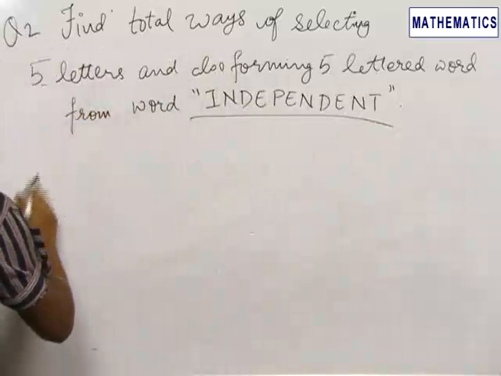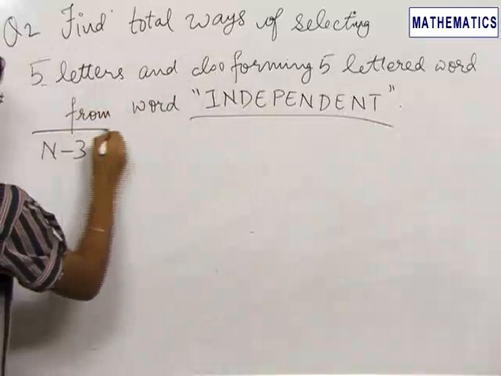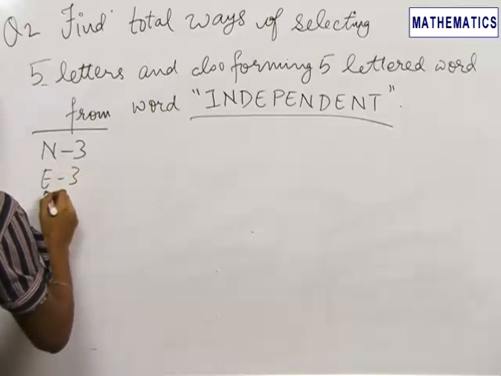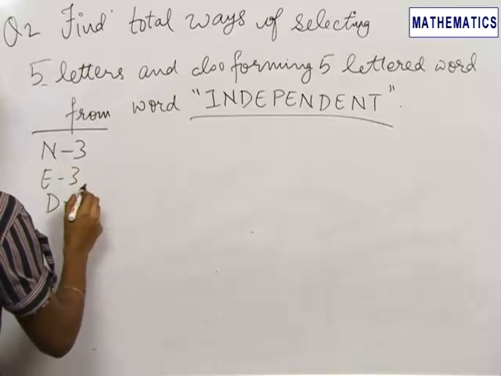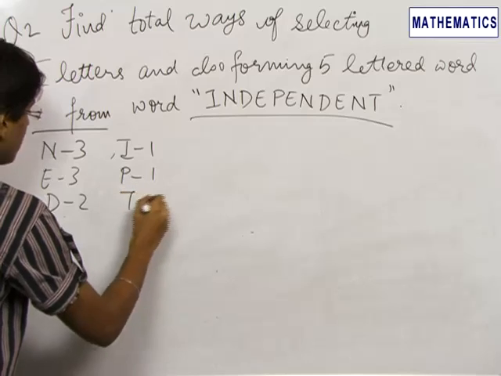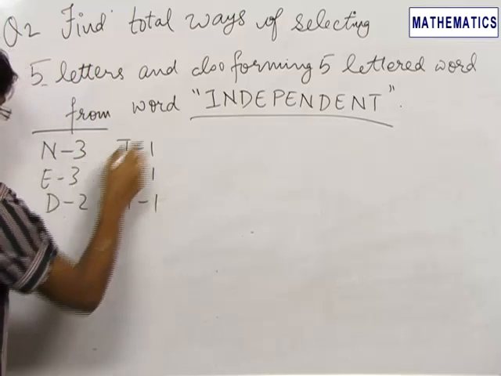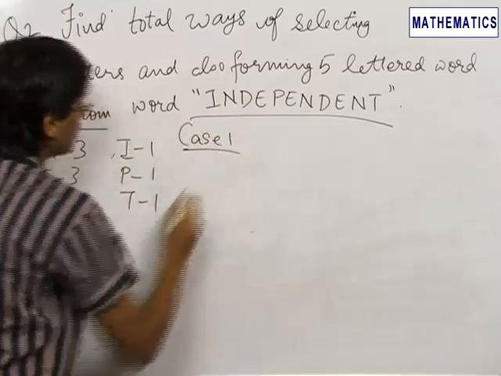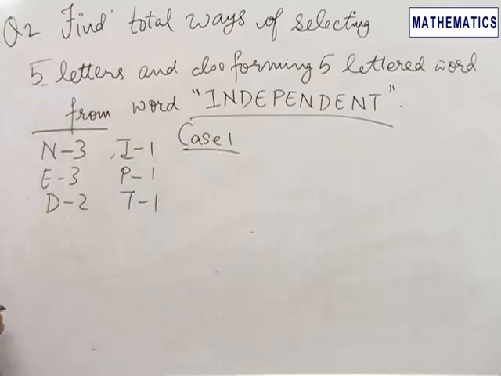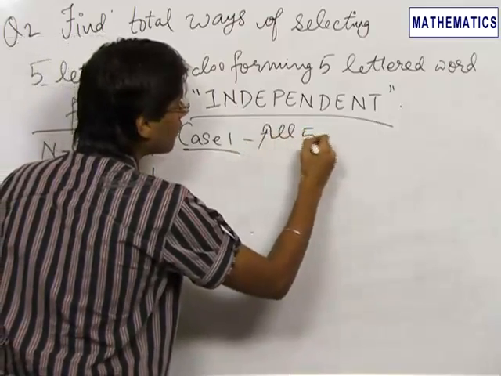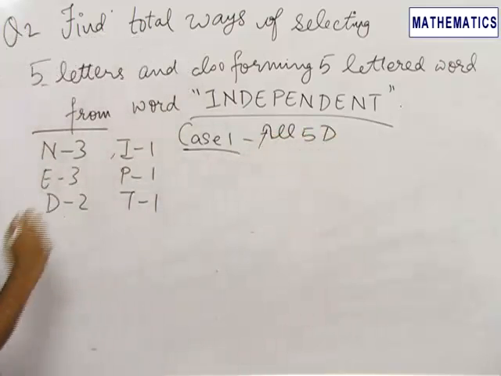This word independent has 3 N's, 3 E's, 2 D's, 1 I, 1 P and 1 T, 8 and 3, 11. So we take case 1. We want to make 5-letter words. So our case 1 will be, let's say, all 5 different. This can be done since there are 6 different alphabets.